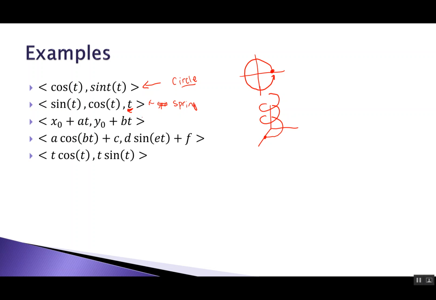Okay. When your x, y, and I could add a z component here, when they're linear, this is a straight line. Okay. And then when I multiply something inside the argument, that changes the velocity.